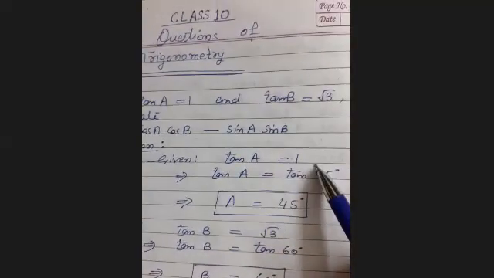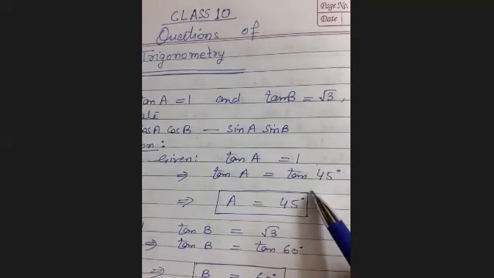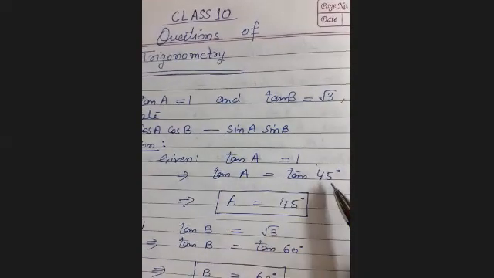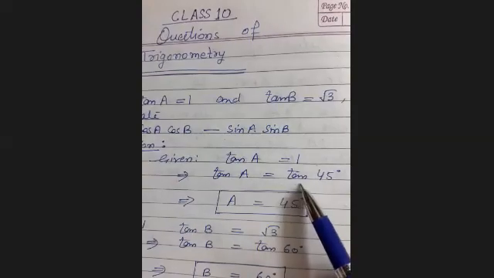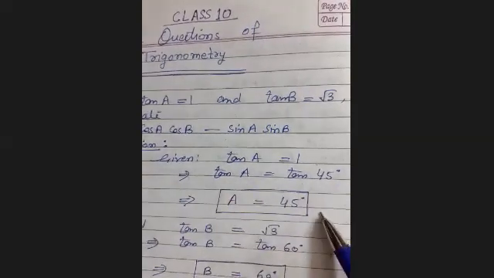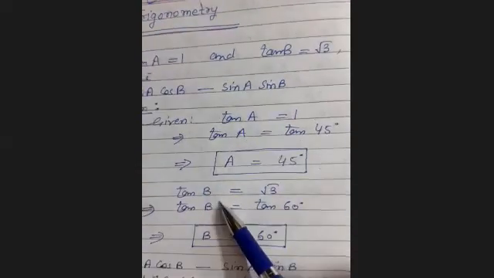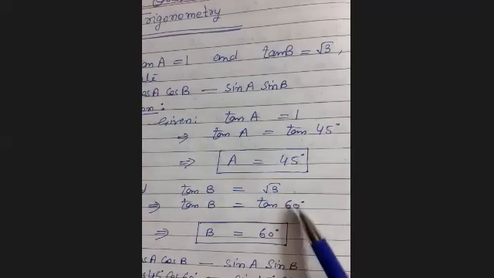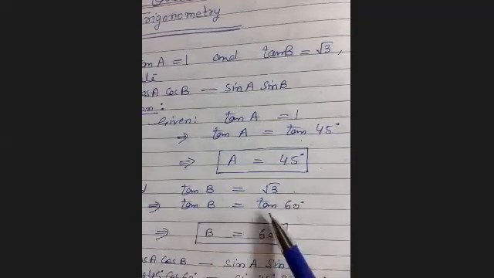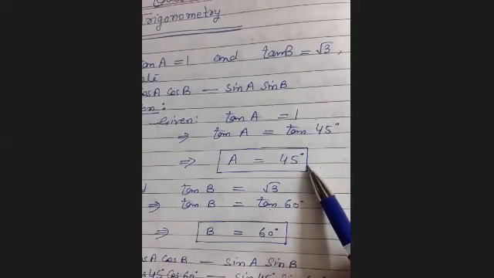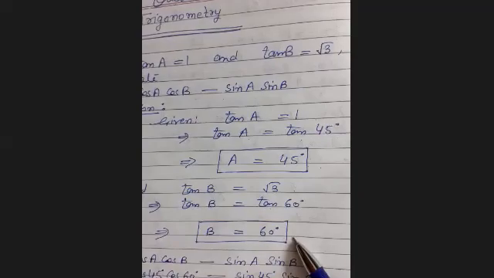How to do this? Tan A is given to you as 1. In the trigonometric table, tan 45 is 1. Here tan A, here tan 45. We can remove tan from both the sides. We will get A equal to 45. You can see. And similarly, tan B is root 3. In the trigonometric table, tan 60 is root 3. Again, tan we can remove. B is 60. Now we have A is 45 and B is 60.